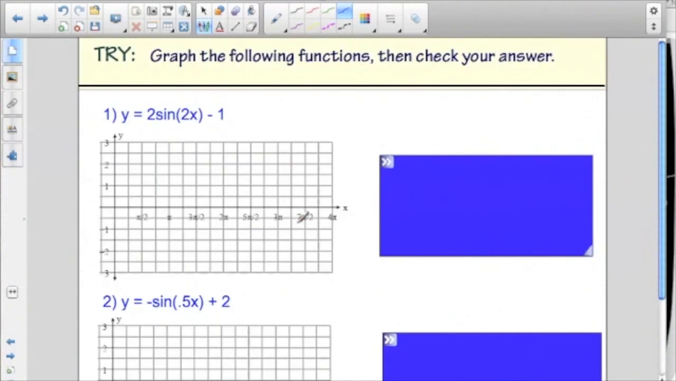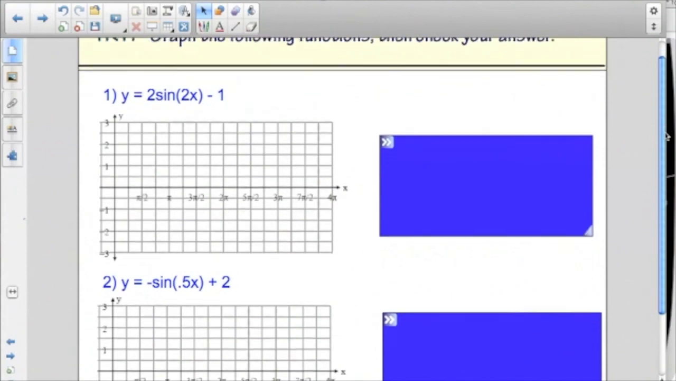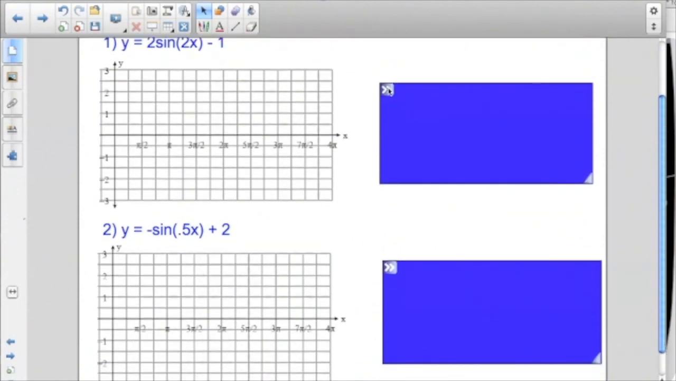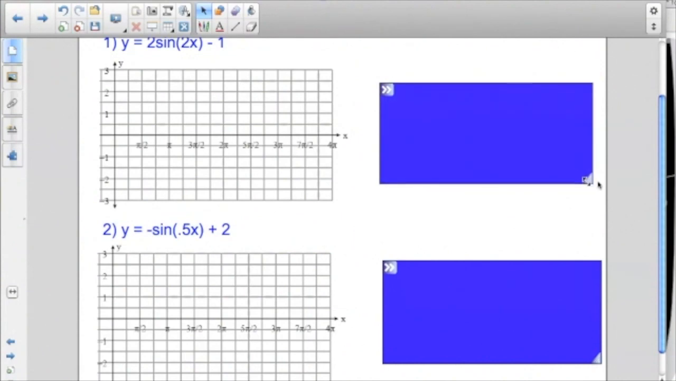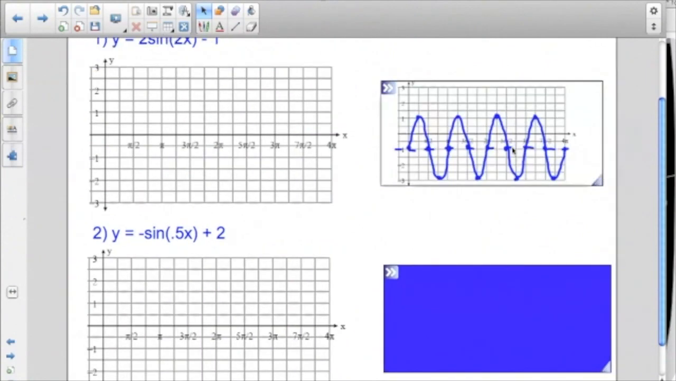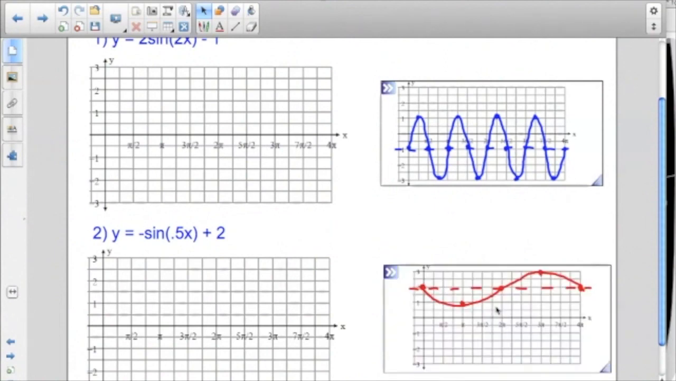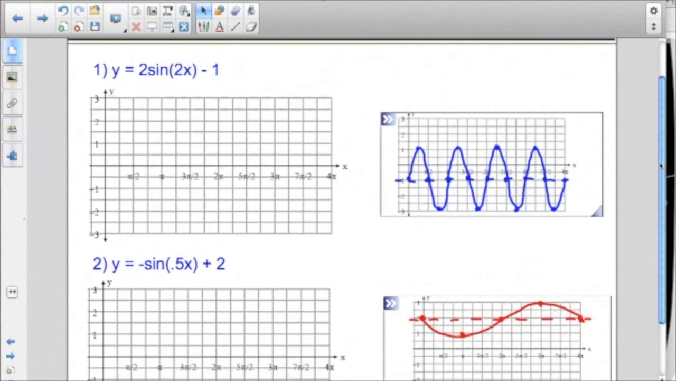I gave you guys some to try, and you've got the equation here. Do your A, B, C, D's, and get the graph, and then I will open up the answers for you to see how you did. There's your answer for the first one, and the second one is there. Hopefully you guys saw those two.